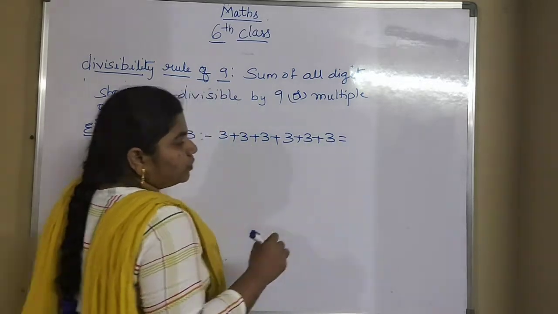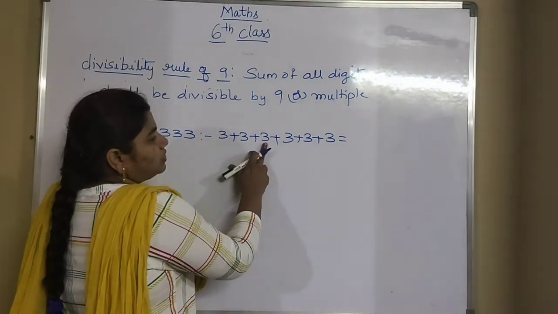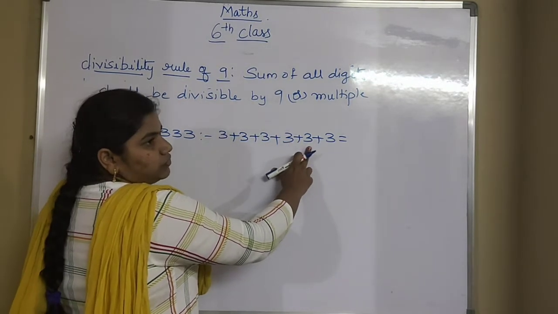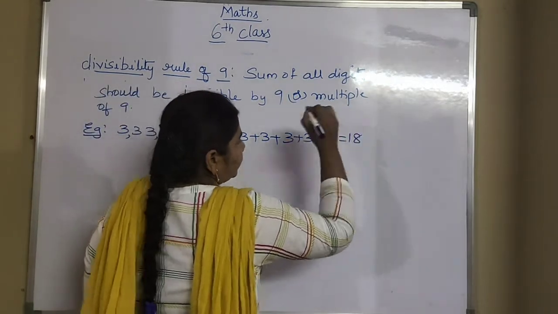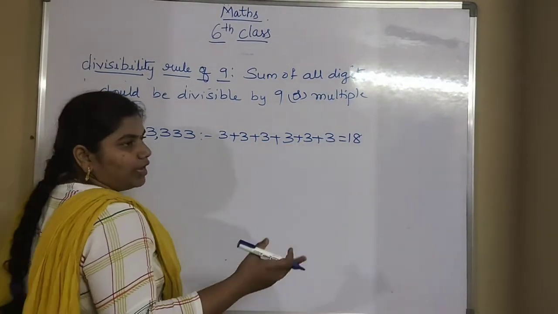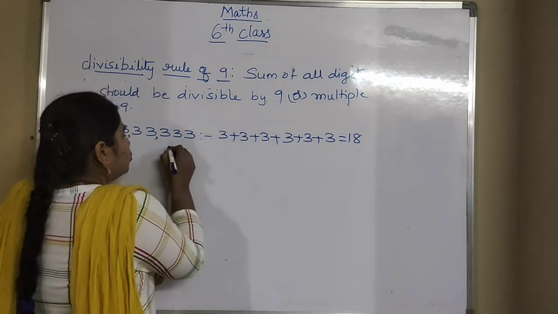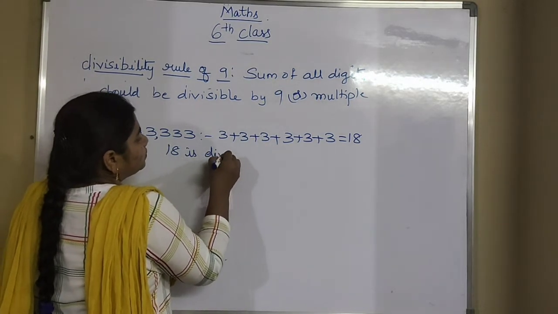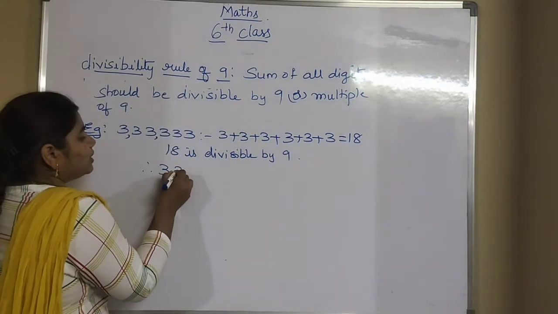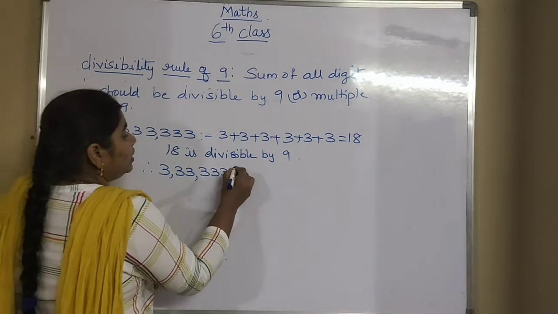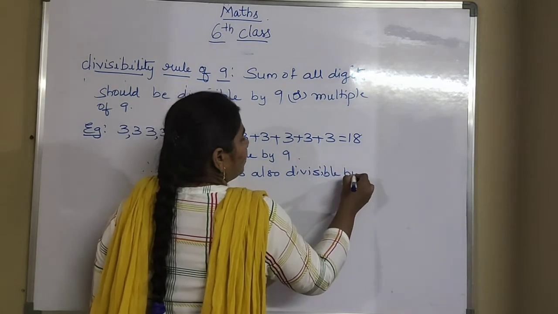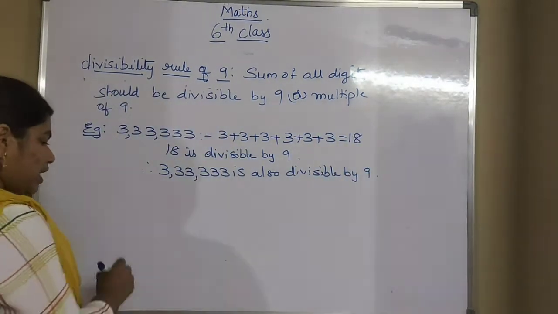So if you add, how much you will get? 3 plus 3 is 6. 6 plus 3 is 9. 9 plus 3, 12. 12 plus 3 is 15. 15 plus 3 is 18. So 18 is a multiple of 9. So if 18 is a multiple of 9, it will be directly divisible by 9 also. So 18 is divisible by 9. Therefore, you can write 3,33,333 is also divisible by 9.